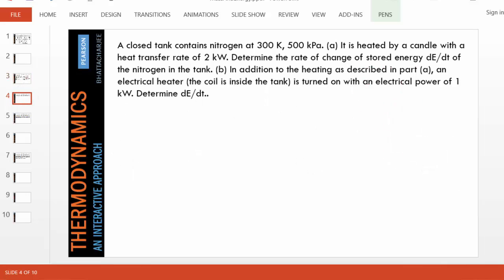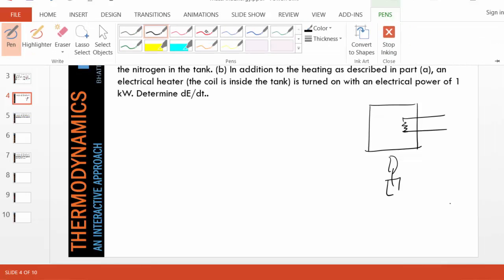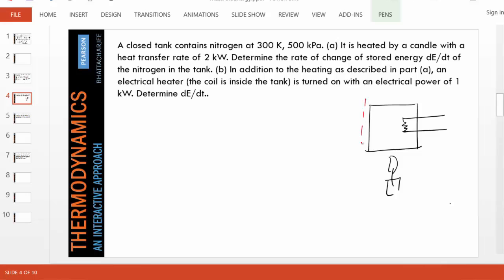Okay, let's look at the next part of the problem. So part B is that, suppose in addition to the heating as described, an electrical heater. So now we are complicating the problem a little bit. So we still have this candle heating it, and also we have an electrical heater heating the system. Okay, let's draw the boundary of the system again.